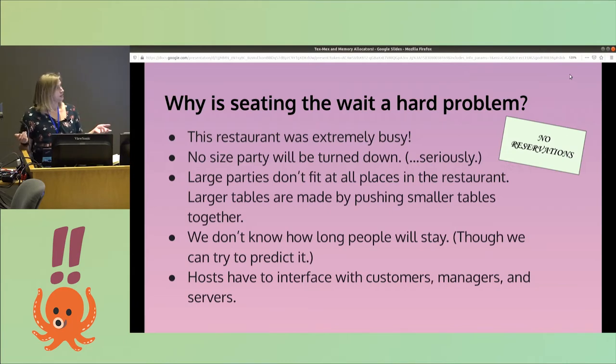And large parties do not fit everywhere in the restaurant. And on top of this, the place I worked at was very customer service oriented. So we would not turn down a party regardless of size. You didn't have to call ahead, like make our lives miserable, basically. And the way that we would make tables for larger parties is by pushing smaller tables together. And you might be able to see kind of where this is going if you're familiar with memory allocation.